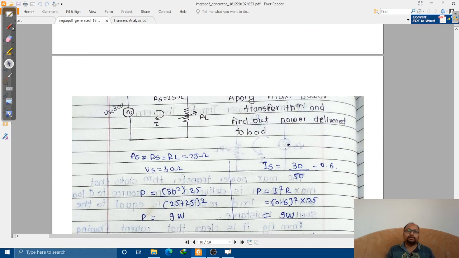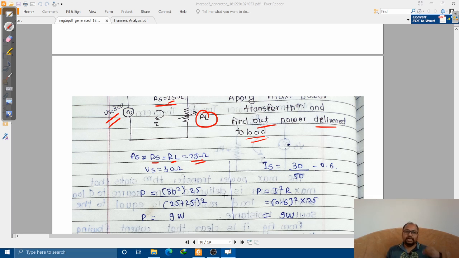Is that fine? Okay, so let us say this is one circuit in which the supplied voltage is 30 volt, supply resistor is 25 ohm, and you need to find out the load resistance, and find out how much is the maximum power delivered to the load. Okay, so what is the condition? For maximum power transfer to be delivered to the load, Rs must be equal to RL. So the value of Rs we know is 25. So 25 must be the value of RL.